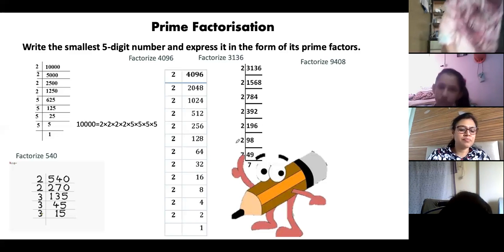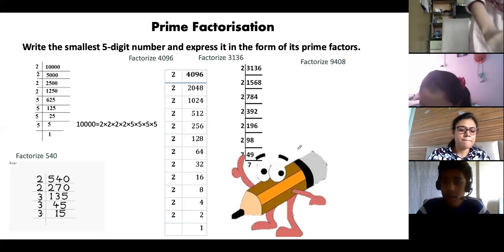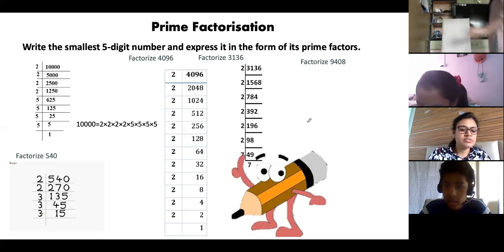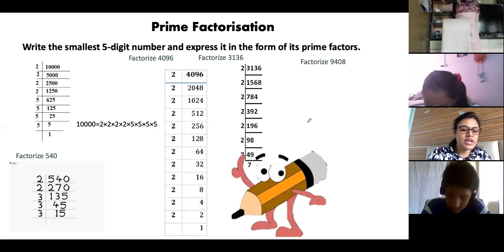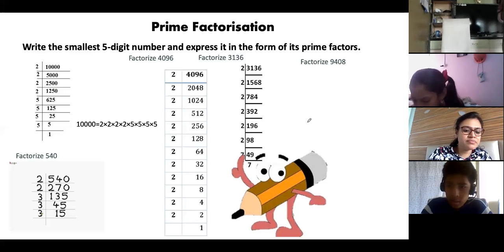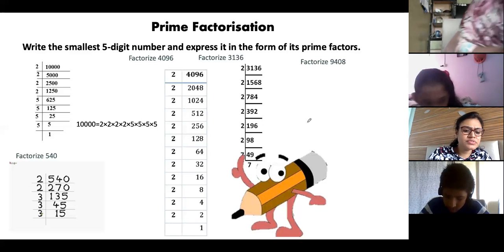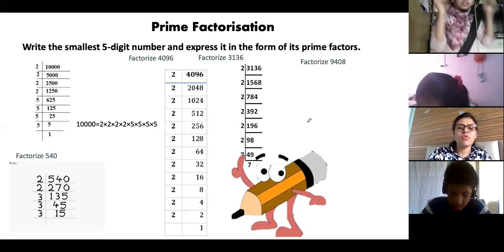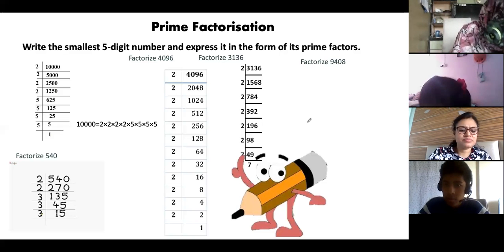Ma'am, I got the answer. Ma'am, is 1131 a prime number? Yes, Muni, what are you telling? 1131 is a prime number. No, it is divisible by 3. 6 is the total.